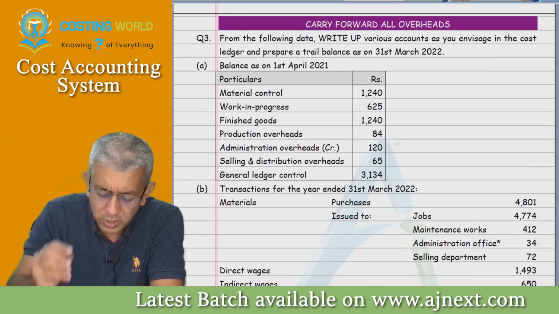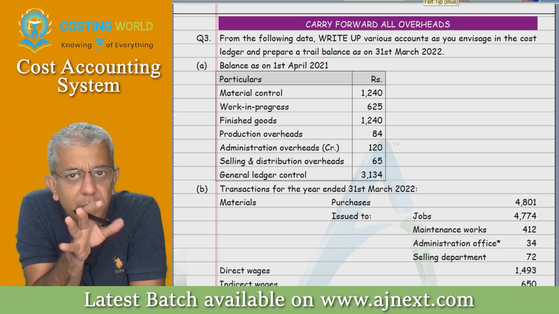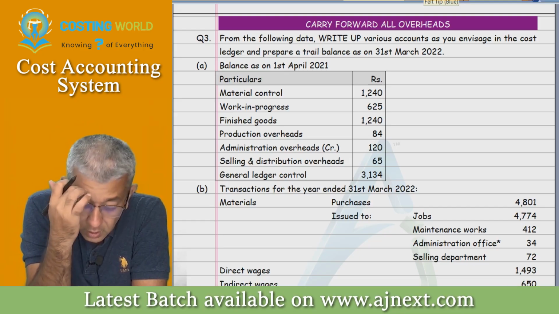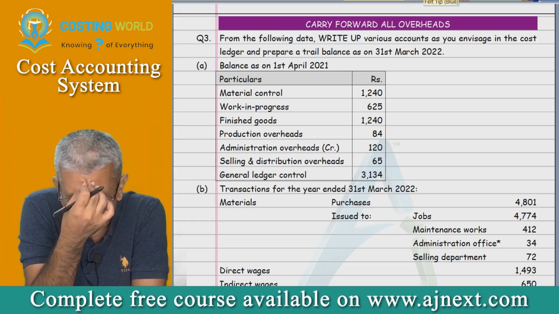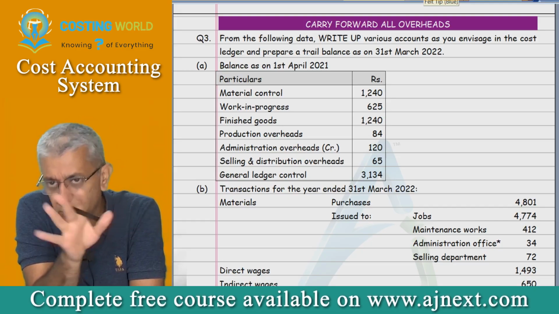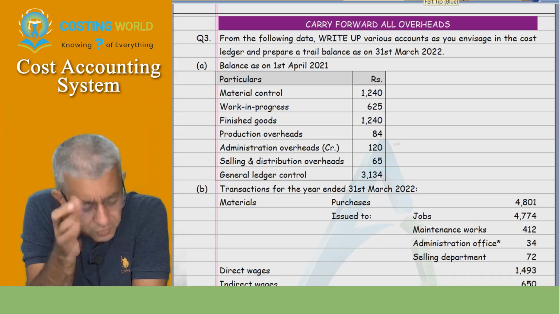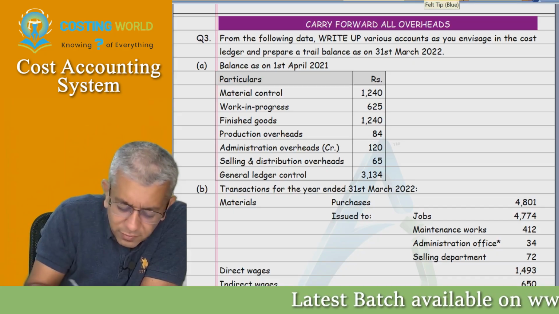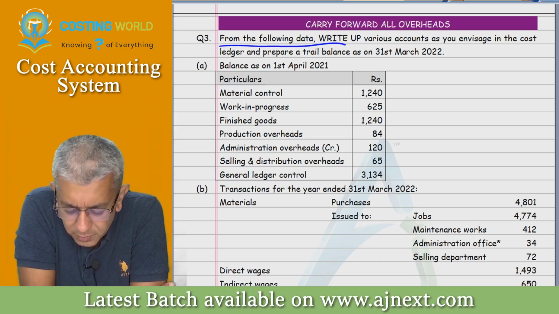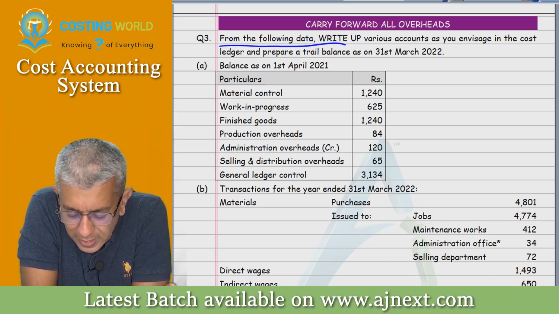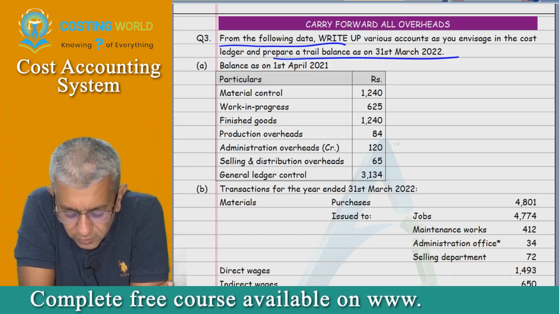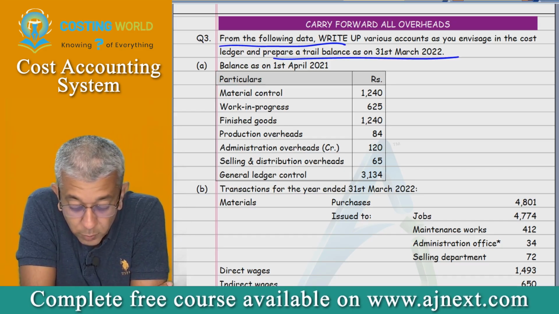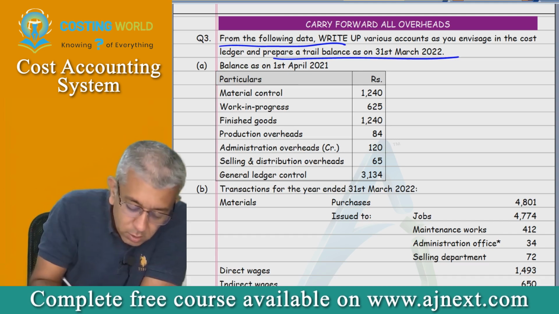Now, in this question, there will be some new entries that you will have to think about. No entries have been asked, and I think till the last question also there will be no entries as such. Prepare the ledger accounts, far better. Okay, our questions will get finished. From the following data, write up the various accounts you would envisage in the cost ledger and prepare trial balance as on 31st of March 2022. So you have to prepare the closing trial balance on that date.